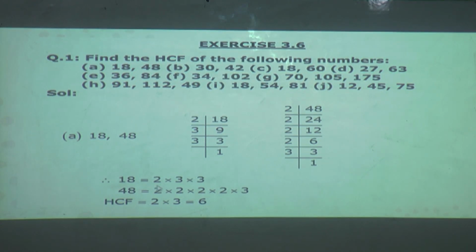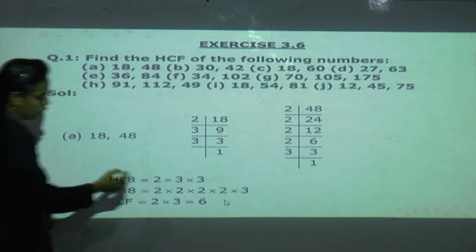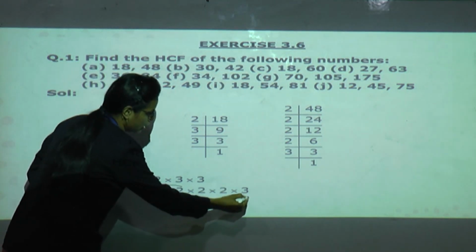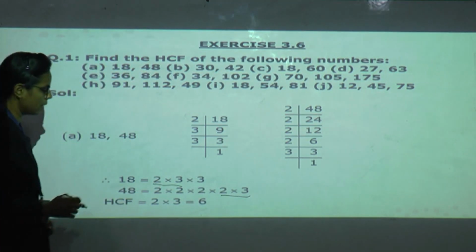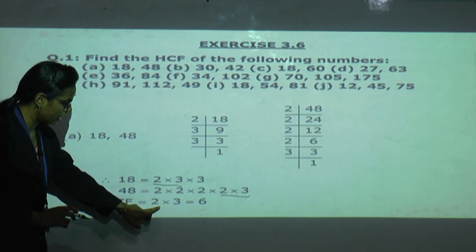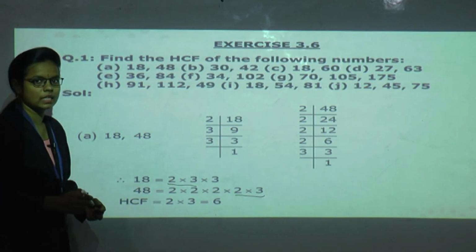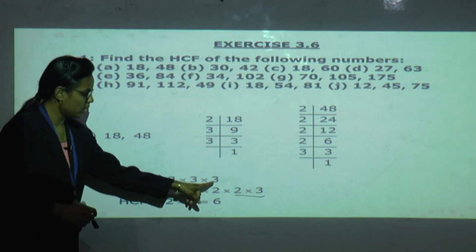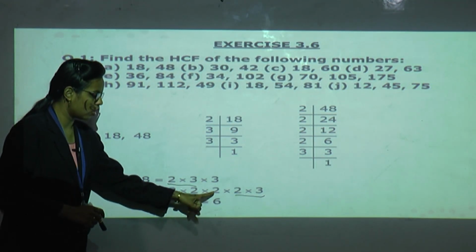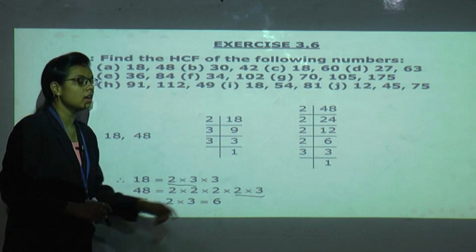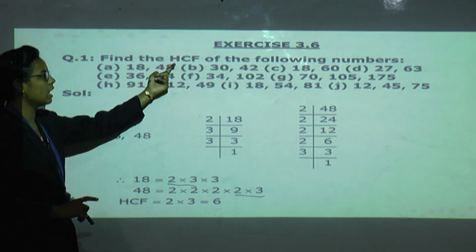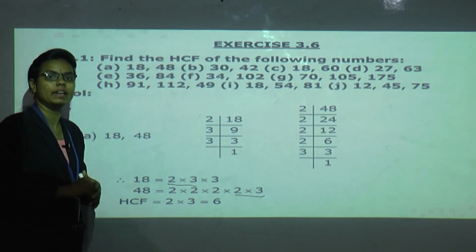As we have got, 2 into 3 is common in both. So we will take only one 2 into 3. So 2 3s are 6. The prime factors which are not common, we keep as they are in the highest common factor by division method.